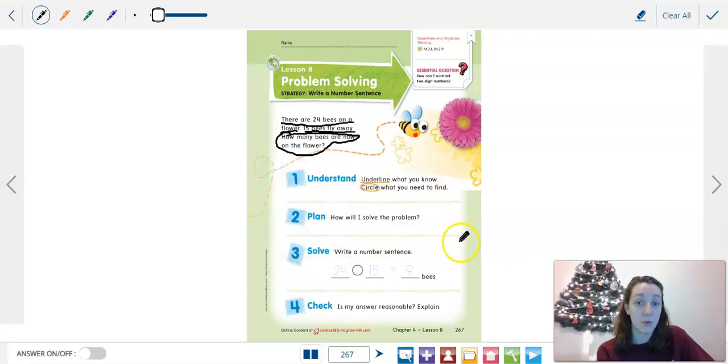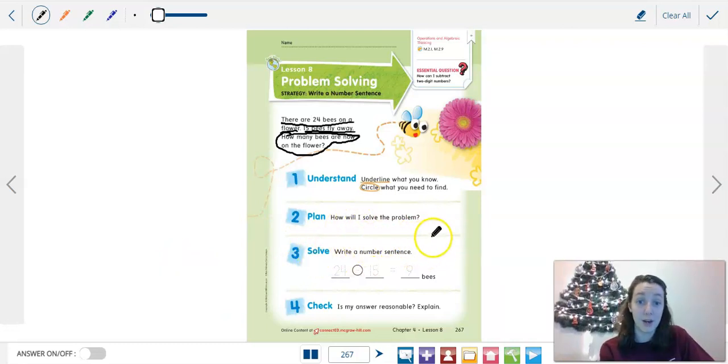Plan how we're going to solve the problem. Since we're working on a number sentence, I'm going to solve the problem by writing a number sentence. Later on, when we give you the option to choose your strategy, you can plan to solve the problem by drawing a picture, using the standard algorithm up and down, using a number sentence like this, whatever is your easiest path when it gives you that option to choose. But in this case, we're going to write a number sentence.